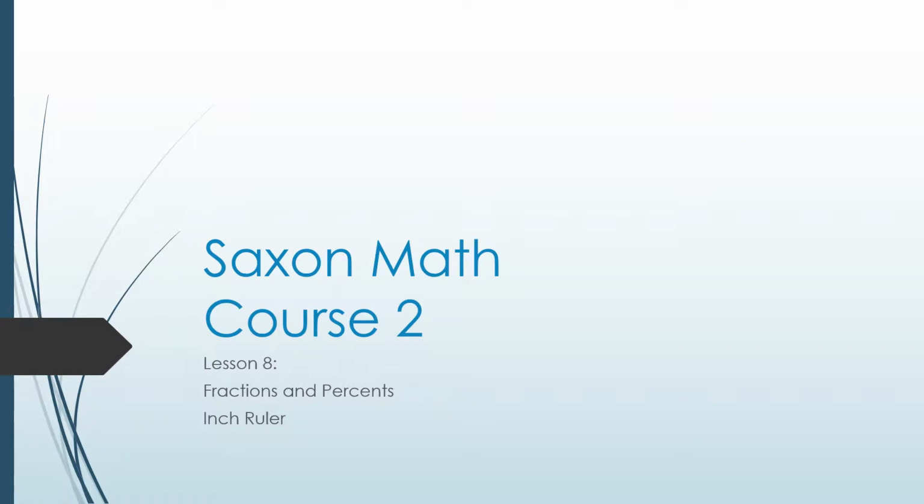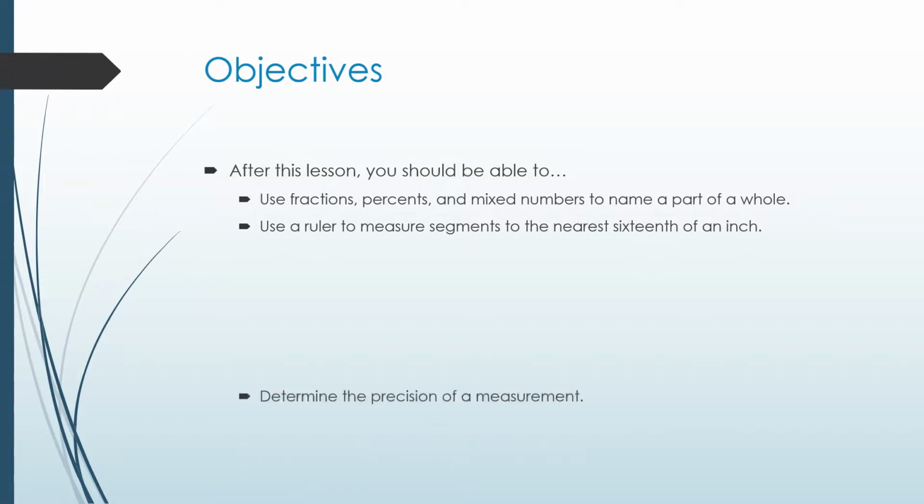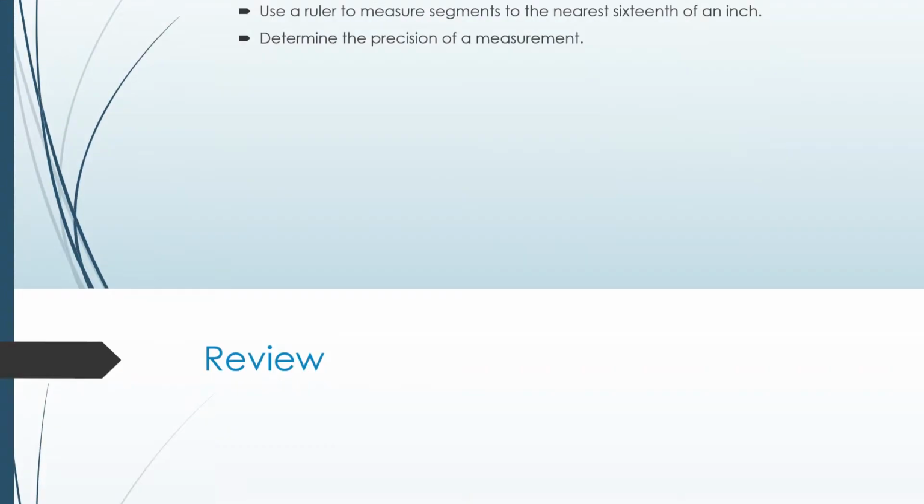Welcome to Lesson 8 in Saxon Math Course 2. Today we'll be talking about fractions and percents and also taking a look at the inch ruler. Our objectives for today are, after this lesson you should be able to use fractions, percents, and mixed numbers to name a part of a whole, use a ruler to measure segments to the nearest 16th of an inch, and determine the precision of a measurement.